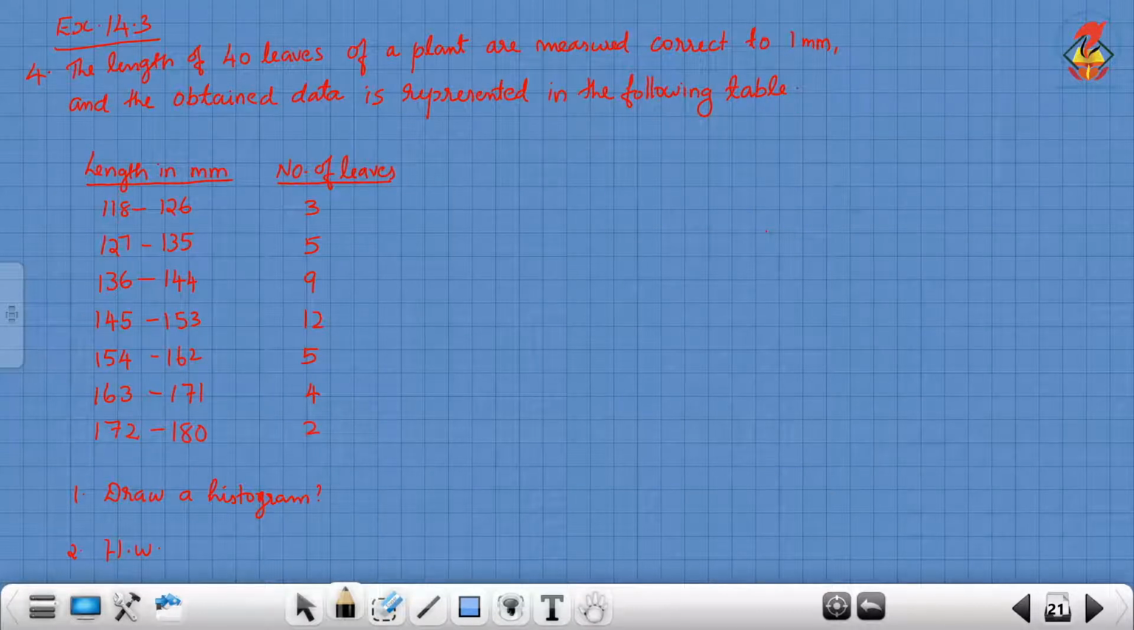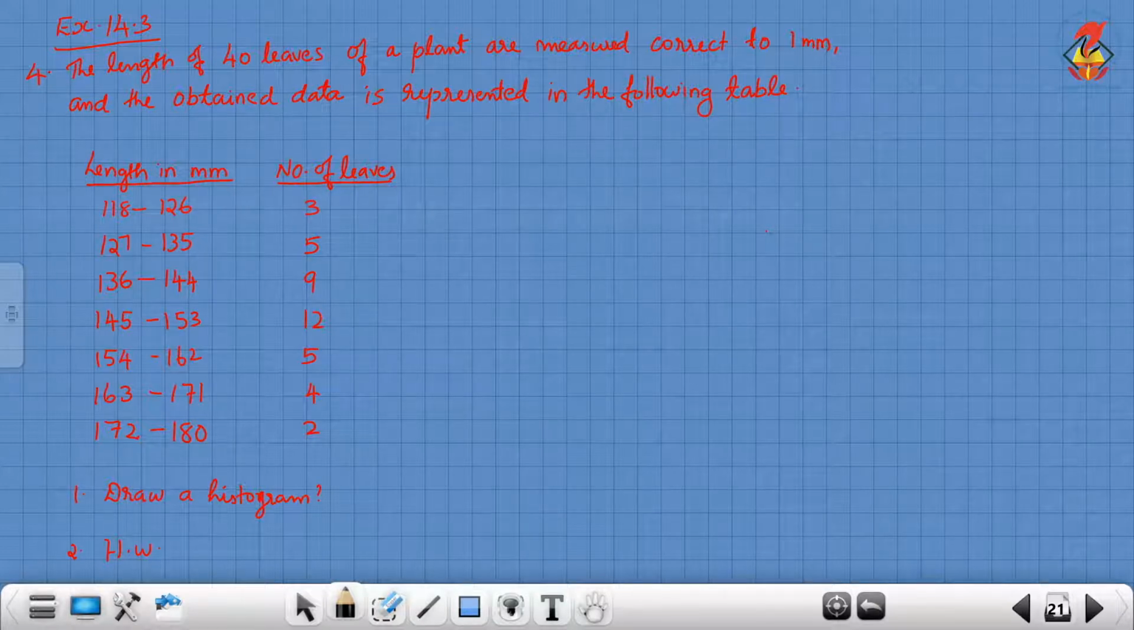Next, exercise 14.3, question number 4. The lengths of 40 leaves of a plant are measured correct to 1 millimeter and the obtained data is represented in the following table. 118 to 126, 3 leaves; 127 to 135, 5 leaves; 136 to 144, 9; 145 to 153, 12; 154 to 162, 5; 163 to 171, 4; 172 to 180, 2. But this is not a continuous class interval. We have to draw a histogram.